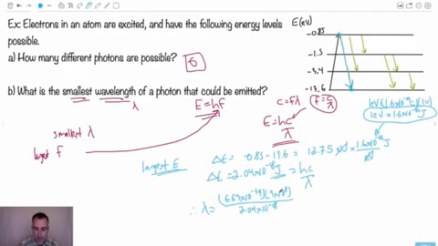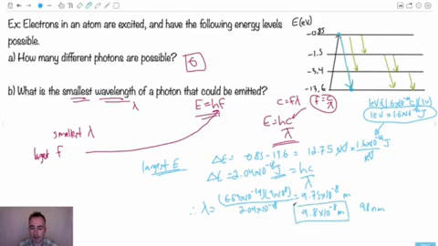6.63 times c. Divide that by 2.04 times 10 to the minus 18. And I get a value of 9.75 times 10 to the minus 8 meters. So if I want to do it to two significant figures, that would be 9.8 times 10 to the minus 8 meters. Or if you really want, you could say it's 98 nanometers. So they're both okay. You could say this one, or you can say it's 98 nanometers.